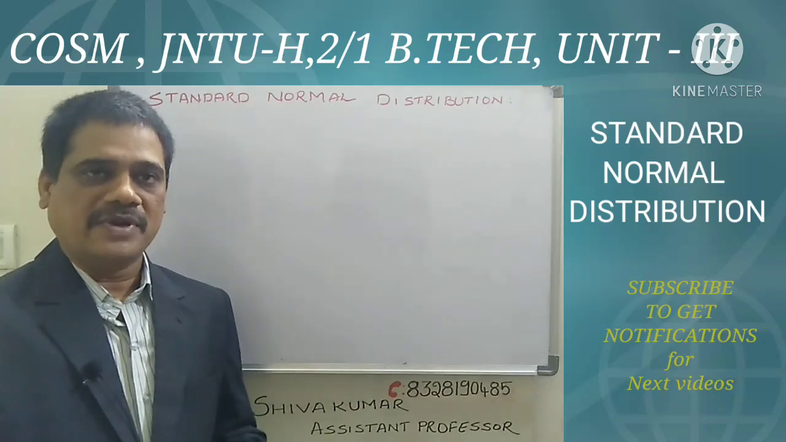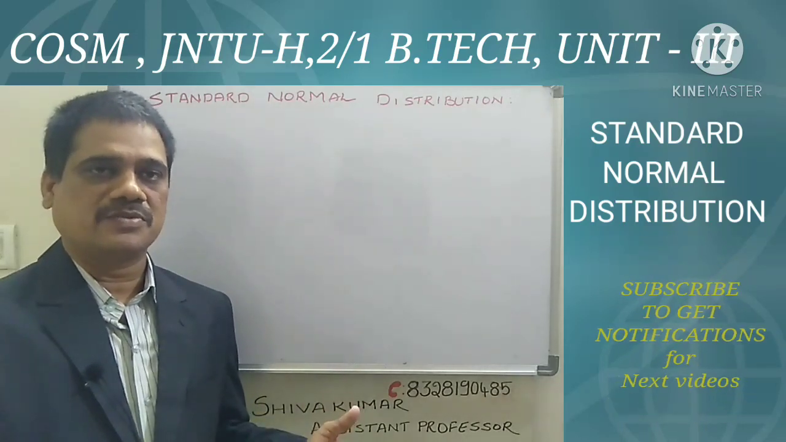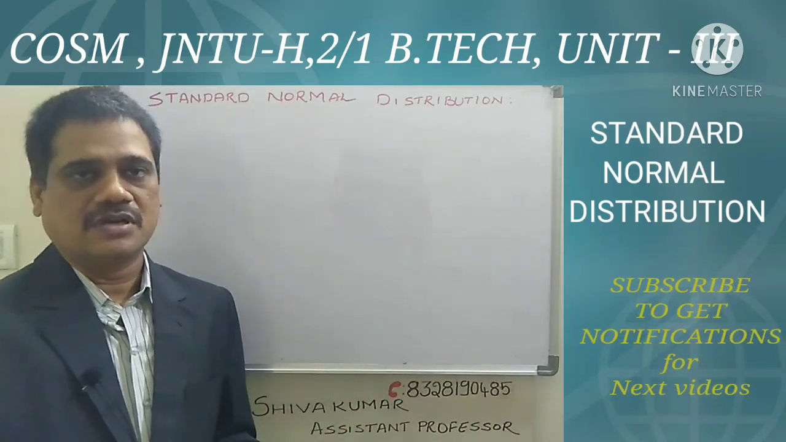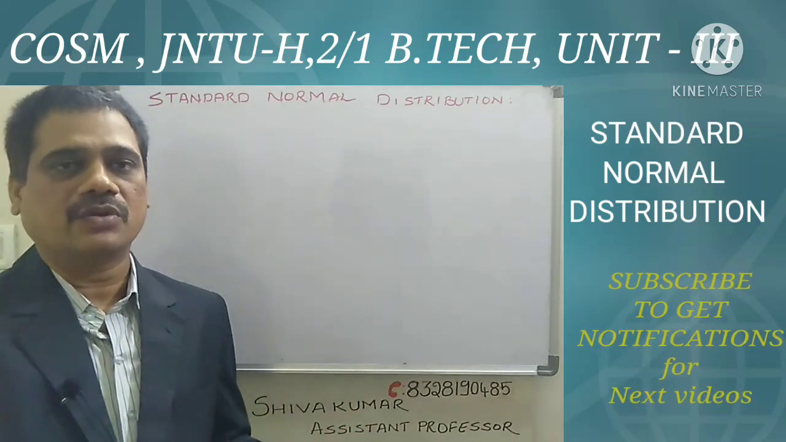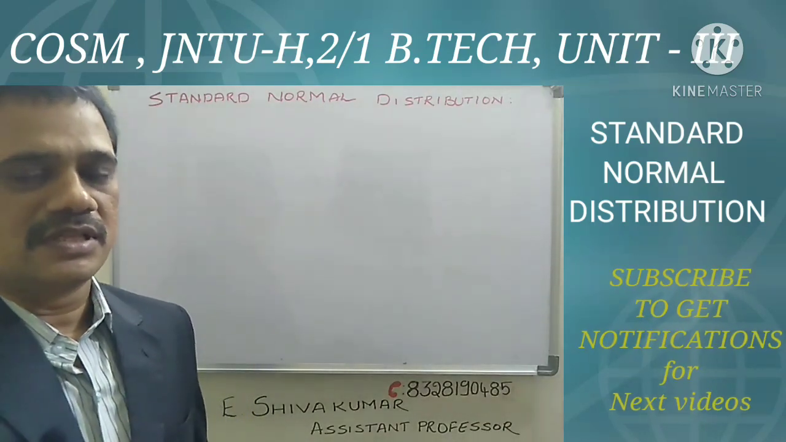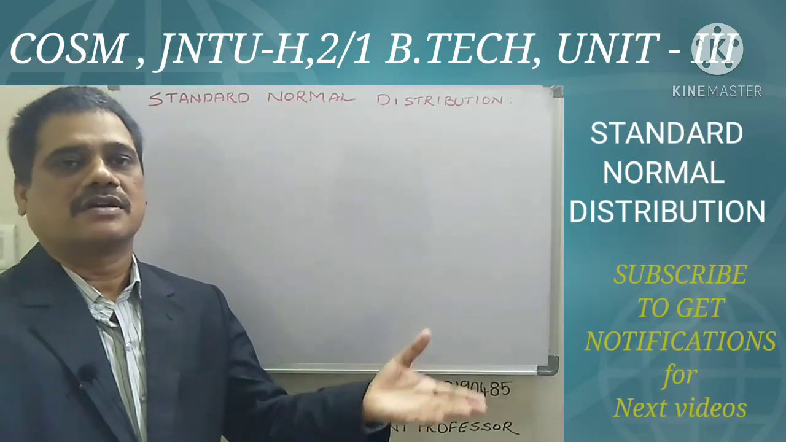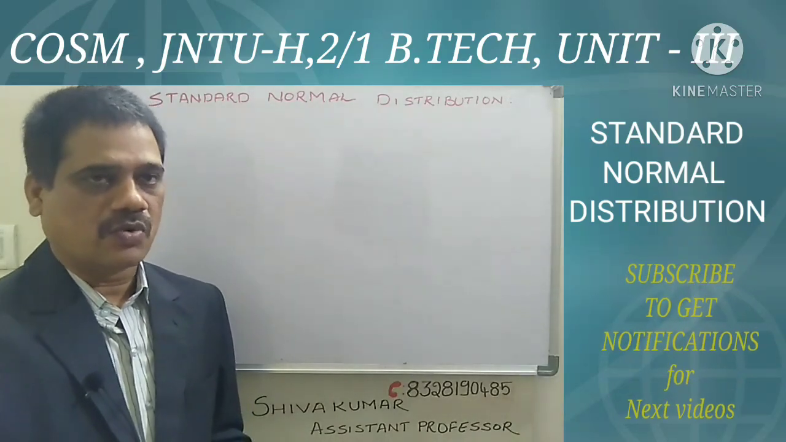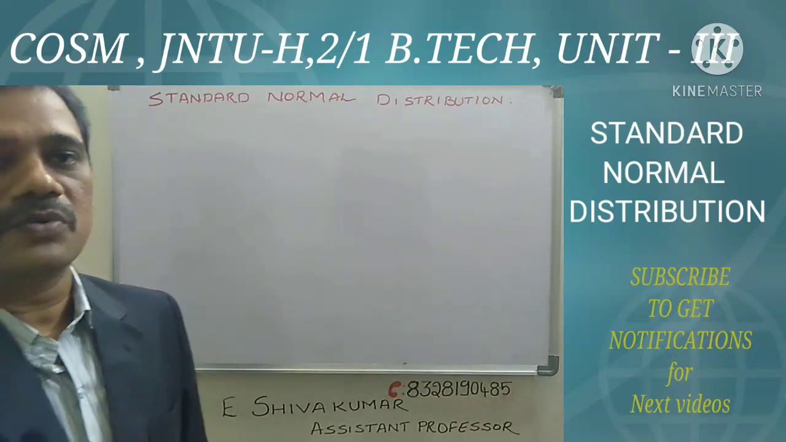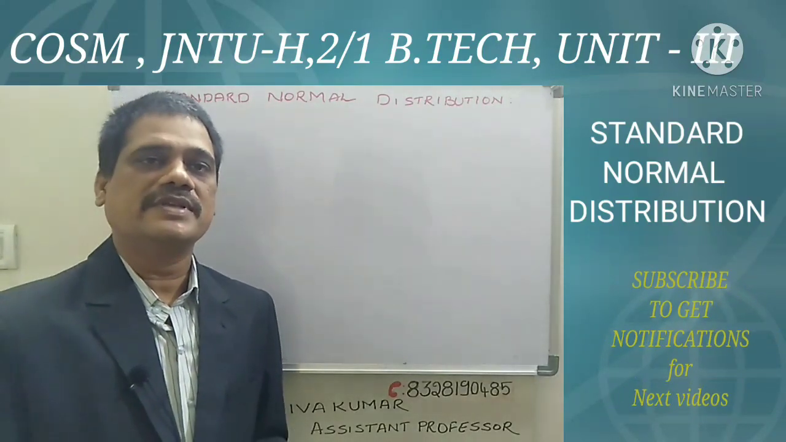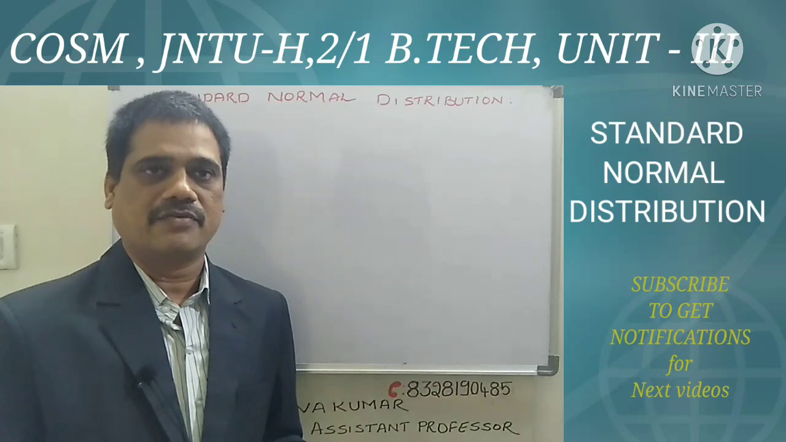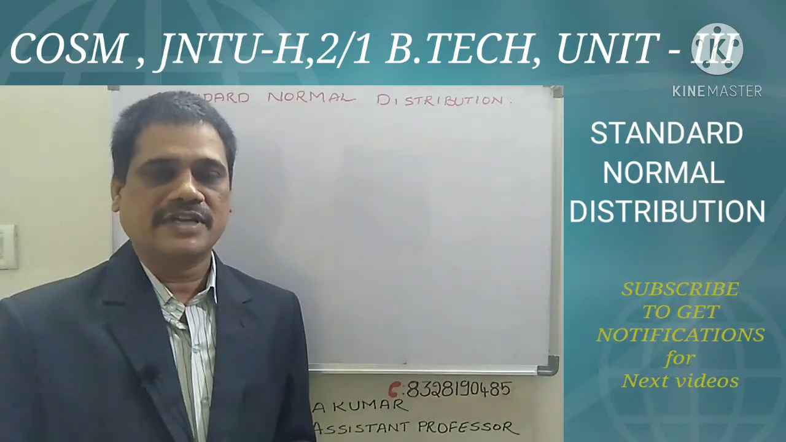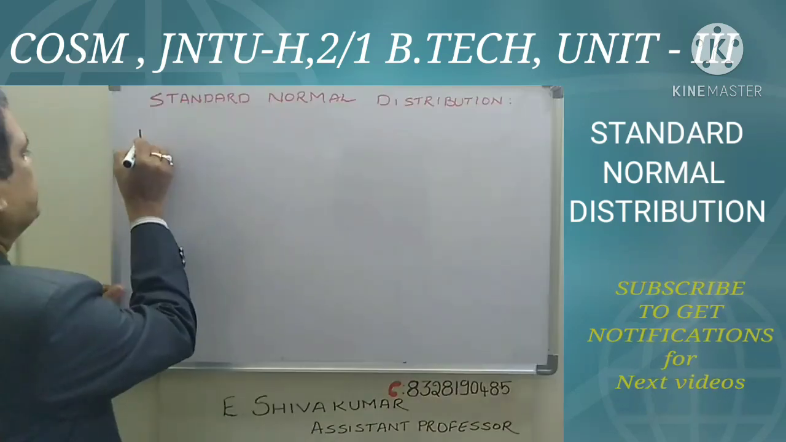The parameters we consider in the normal distribution, the mean mu and the standard deviation sigma, both have some particular values. At those particular values, the normal distribution is called a standard normal distribution. What are those particular values for mean mu and sigma? The mean mu is 0 and the sigma is 1. So, we got the definition. What is the definition of the standard normal distribution?